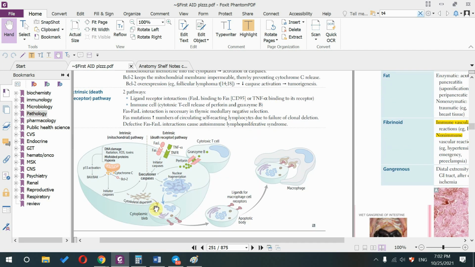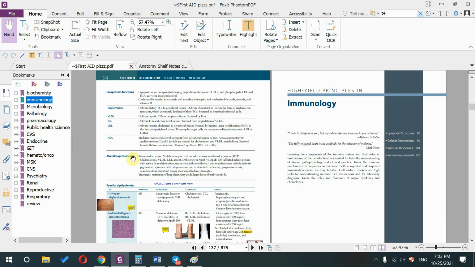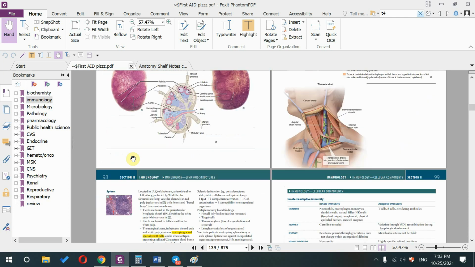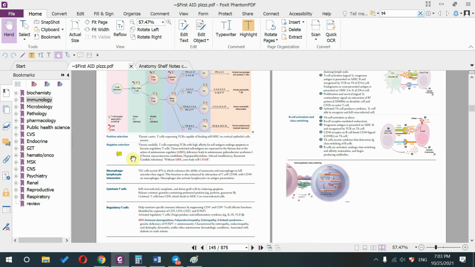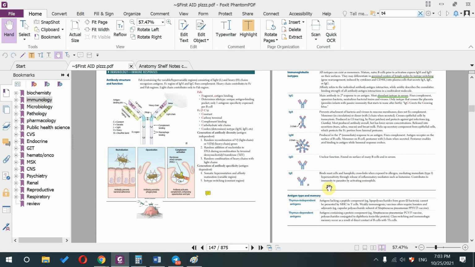And after you have activation of the caspases, we have the apoptotic body that will be consumed by whom? The macrophages. Okay, so the Fas ligand interaction is necessary in thymic medullary negative selection. You're like, wait, what is this medullary thymic? What is negative selection? Well, in immunology, inside of our thymus, there is the boot camp for making us new soldiers.